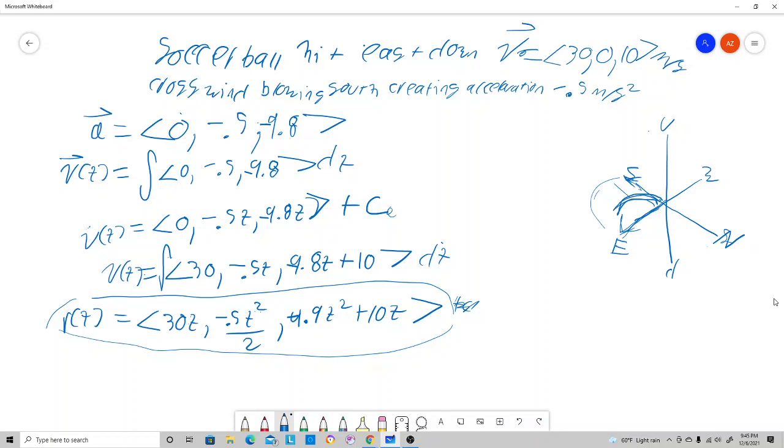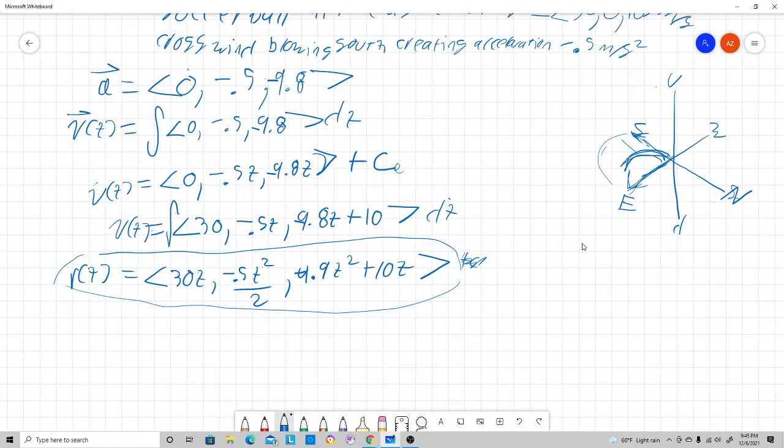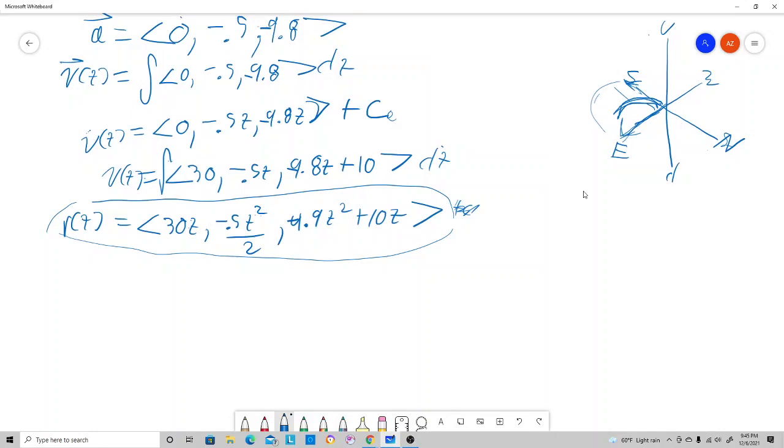So that's good. Now we want to maybe answer a couple of questions. Maybe determine the time of flight and the range of the ball.